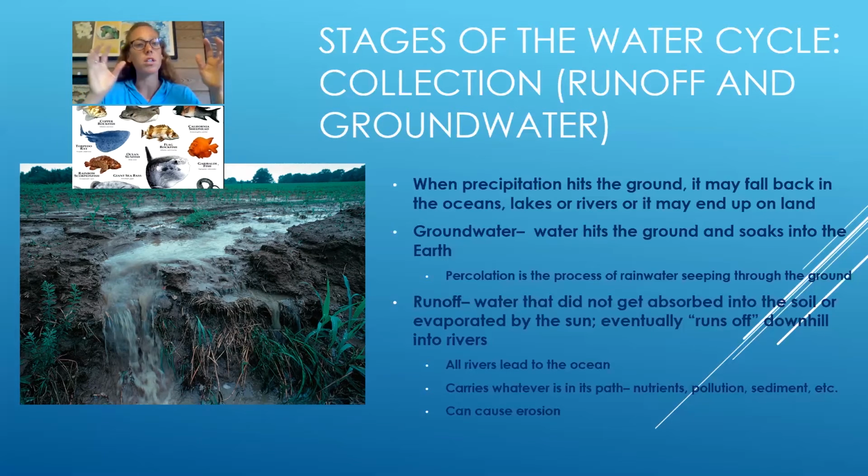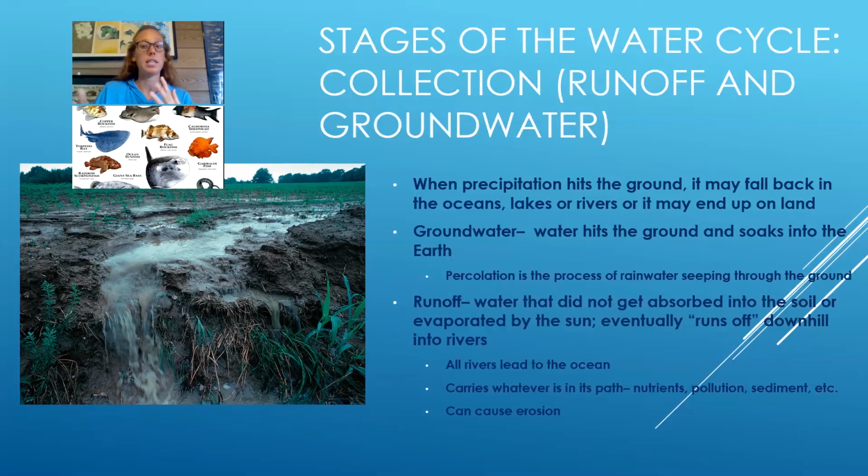So runoff is any water that didn't get absorbed by the soil and then just keeps running downhill. We don't have many hills here, but there is a little bit of an elevation difference. So it will run downhill, and eventually it gets to a river. Now, all rivers lead to the ocean somehow, some way. And since those rain droplets are running off that surface, they pick up whatever's in their path.